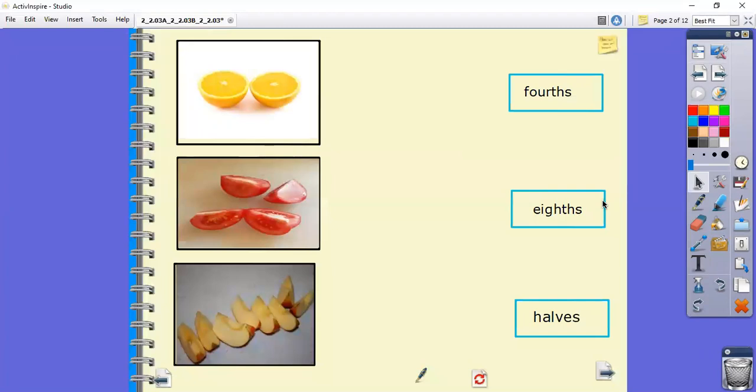Okay, so here we have some different things that are cut up into pieces. That's all that a fraction is. A fraction is when you have an entire thing and you cut it up into small pieces. So let's take a look at the orange. The orange has two pieces. This orange is cut into halves.